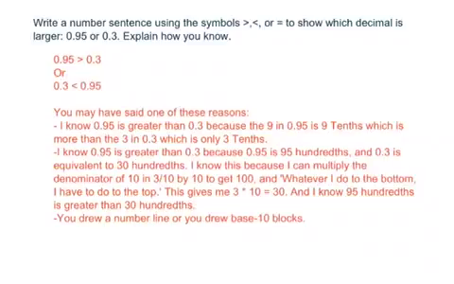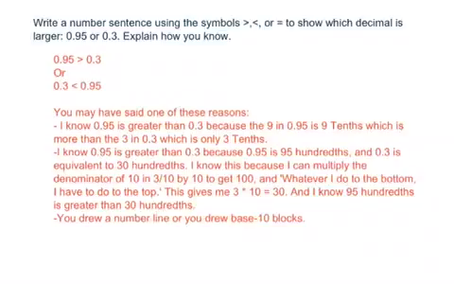I know that 95 hundredths is greater than 3/10ths because the 9 in 95 hundredths is 9/10ths, which is more than the 3 in 3/10ths, which is only 3/10ths. Yeah, that would have been fine, something along those lines. It doesn't have to be my exact words, of course.